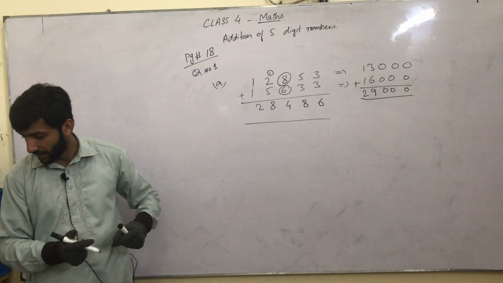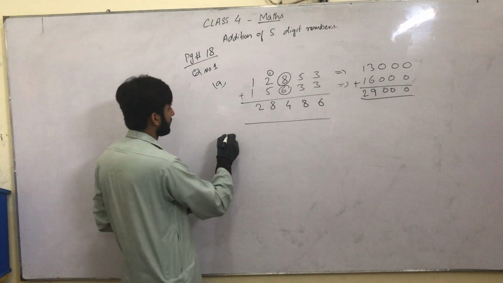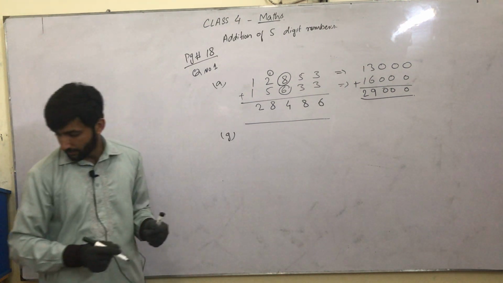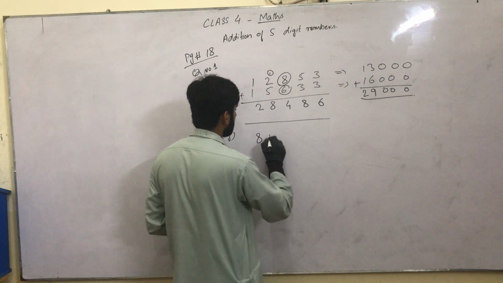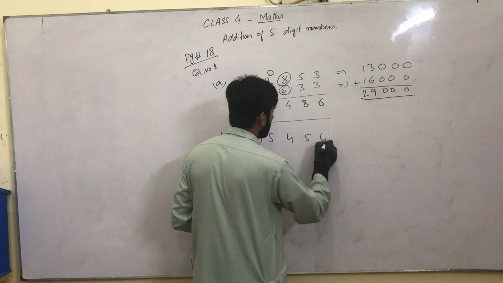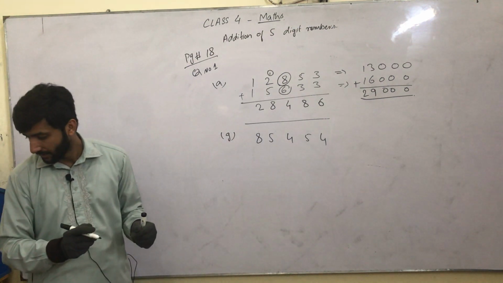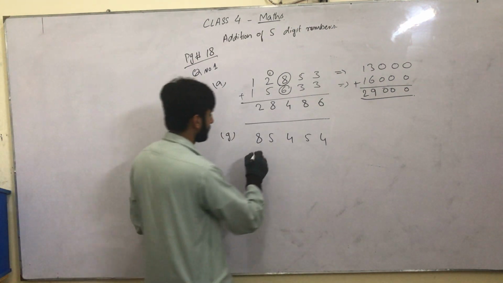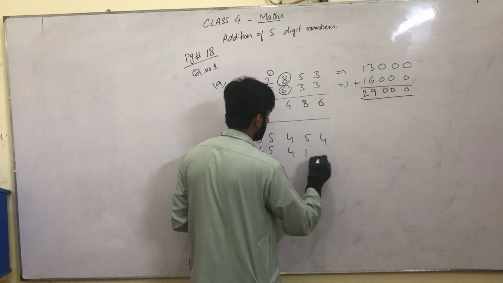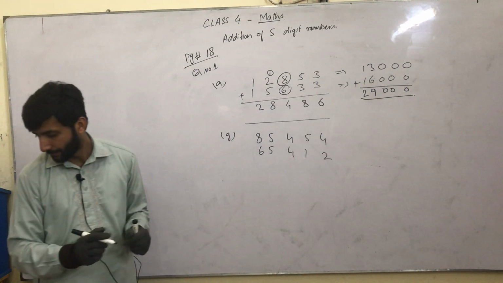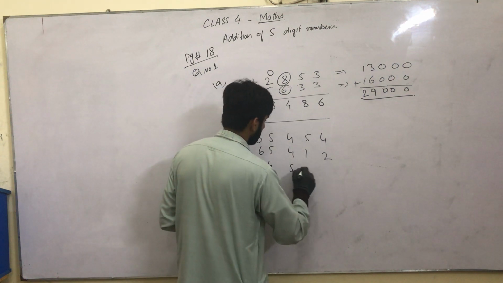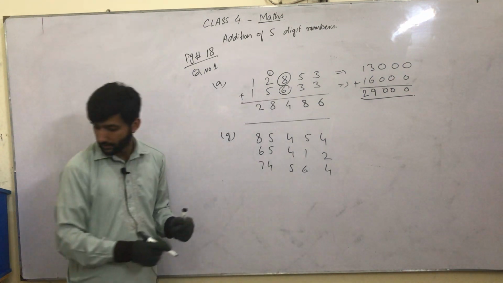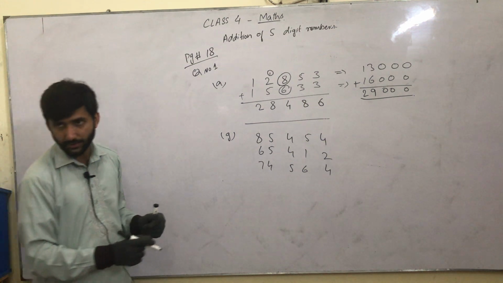Then I am going to solve part G for you. The numbers are 85454, then 65412, then 74564, then 33001.